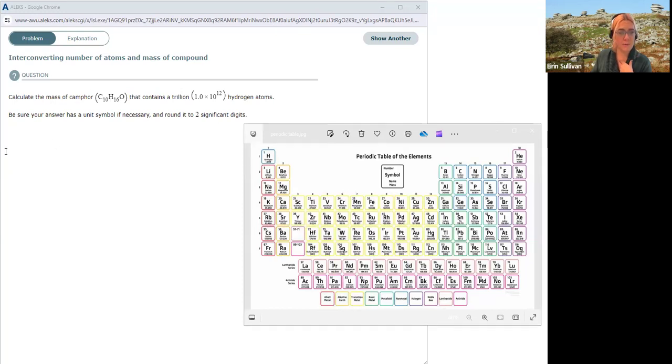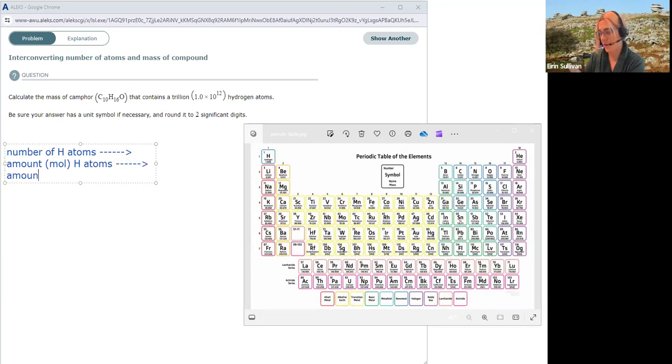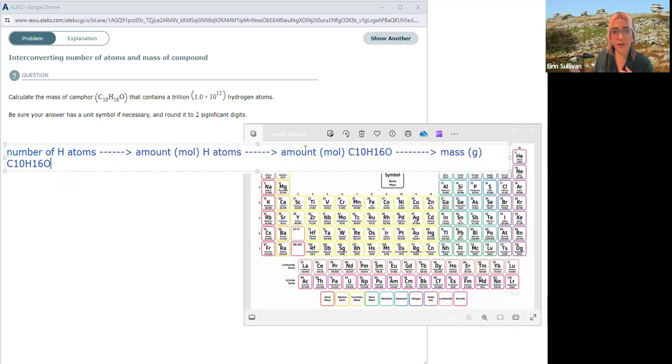So let's make a plan. We've got to go from number of hydrogen atoms to the amount in moles of hydrogen atoms. And then we've got to go to the amount in moles of the camphor, which is C10H16O. And then if we've got the amount of moles of camphor, we're going to be able to go to the mass in grams of the camphor, C10H16O. Okay, so what equivalencies do I need for each step here?